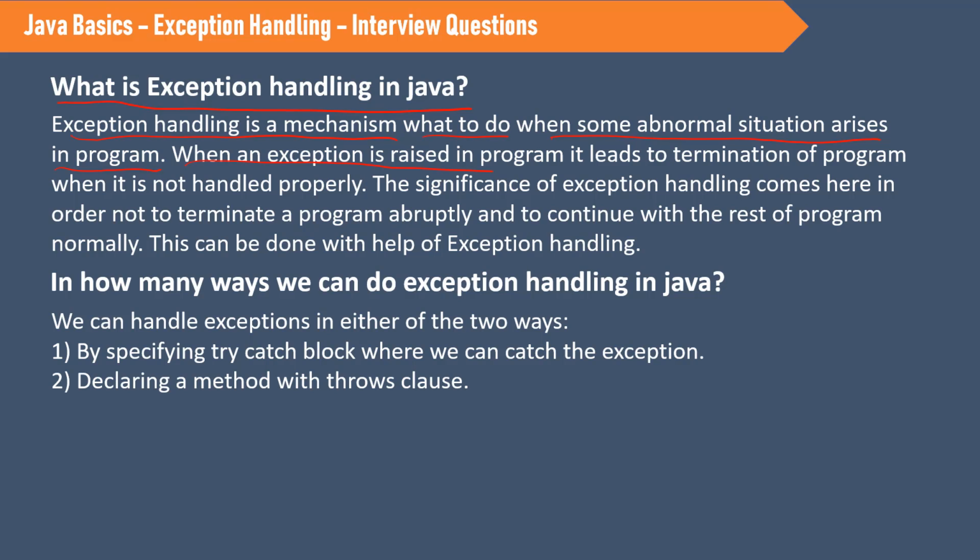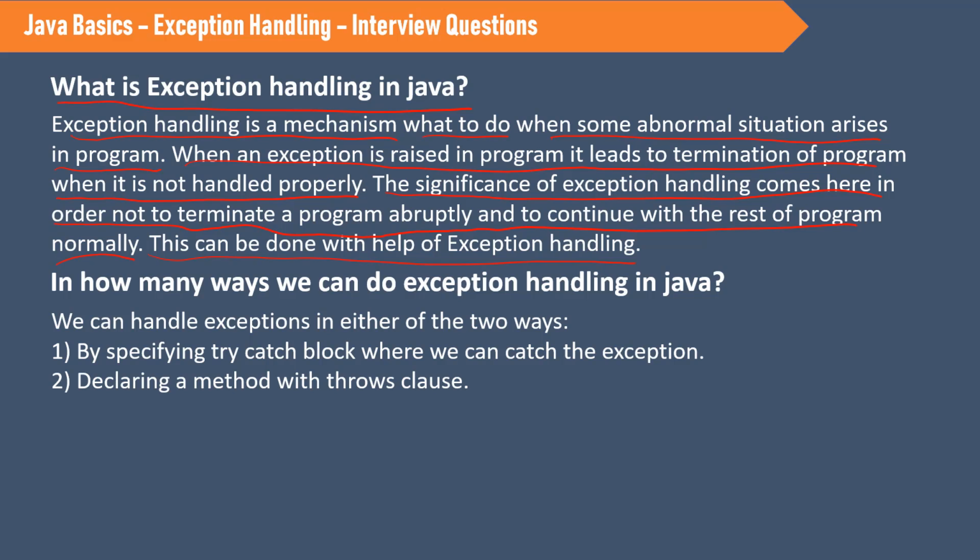When an exception is raised in a program, it leads to termination of the program when it is not handled properly. The significance of exception handling comes here: in order not to terminate a program abruptly and to continue with the rest of the program normally. This can be done with the help of exception handling.